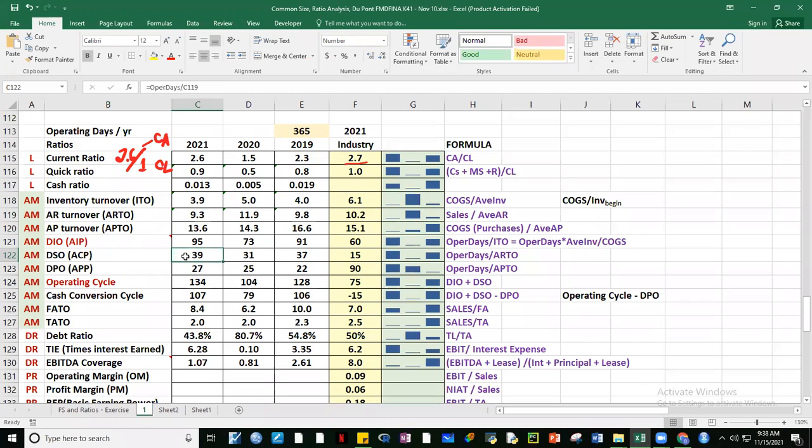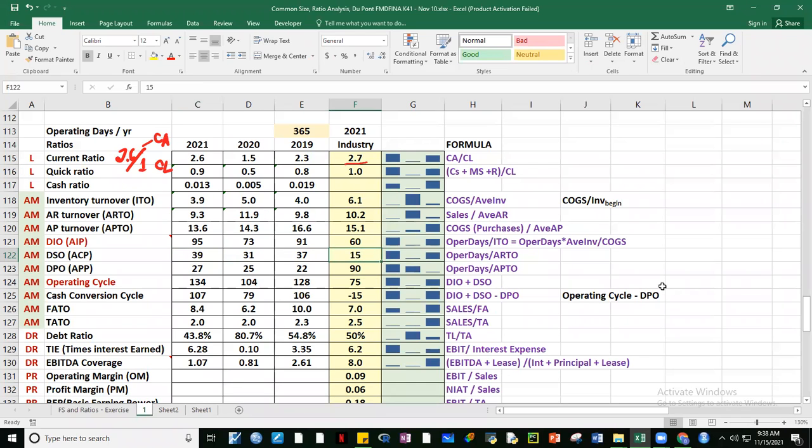So we can convert the number of times a year into number of days by dividing the times a year to the number of operating days. No? So dito, once again, we divided operating days by the ARTO. So ano ibig sabihin itong 39 days? Ibig sabihin, from sales on account, makakakolekta tayo within 39 days.